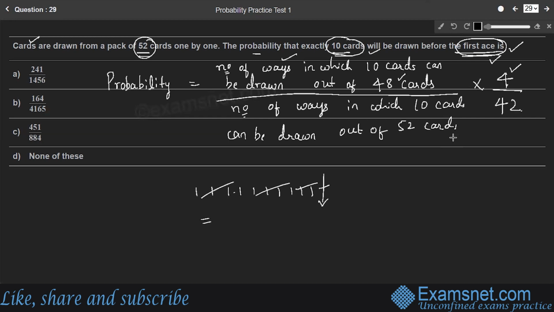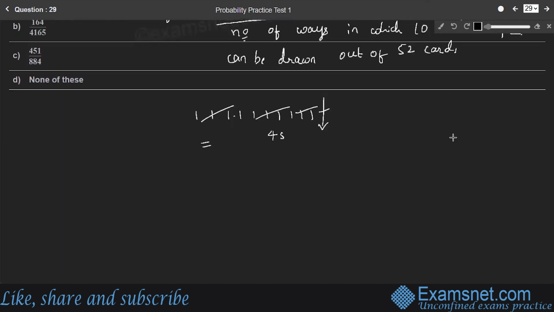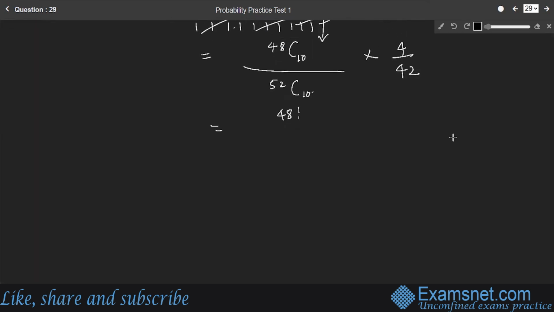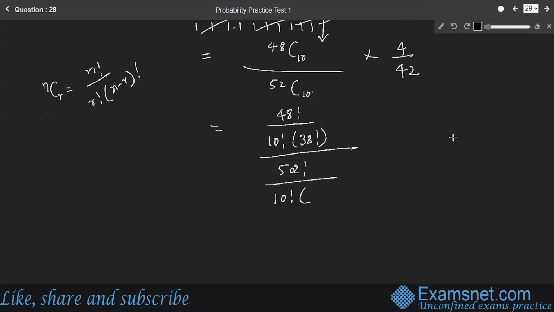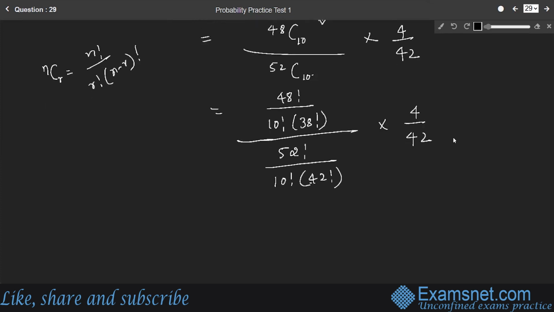So, write the probability here. The number of ways in which 10 cards can be drawn out of 48 cards is 48C10, divided by the number of ways in which 10 cards can be drawn out of 52 cards, 52C10, into 4 by 42. Now the simplification part. So 48 factorial by 10 factorial into 48 minus 10, which is 38 factorial. Here, students, we are using the formula nCr equals n factorial by r factorial into n minus r factorial. Here n is the number of cards we are going to consider, and r is the number of cards we are going to draw, which is 10. So whole divided by 52 factorial divided by 10 factorial into 52 minus 10, which is 42 factorial, into 4 by 42. So we are going to consider the aces also.